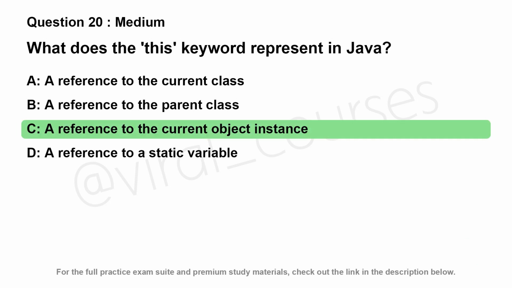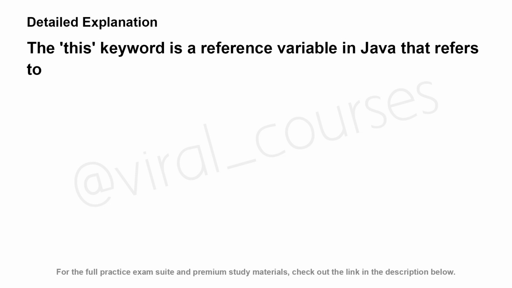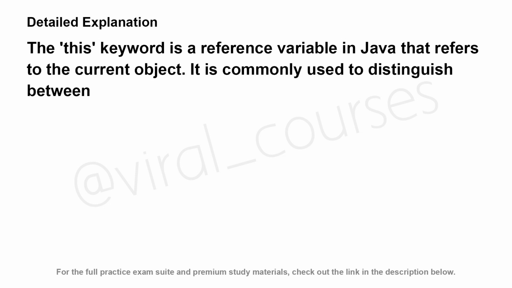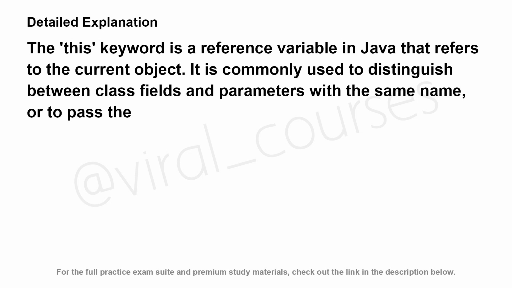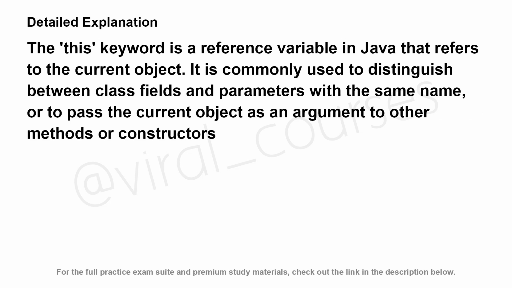The correct answer is C. The this keyword is a reference variable in Java that refers to the current object. It is commonly used to distinguish between class fields and parameters with the same name, or to pass the current object as an argument to other methods or constructors.